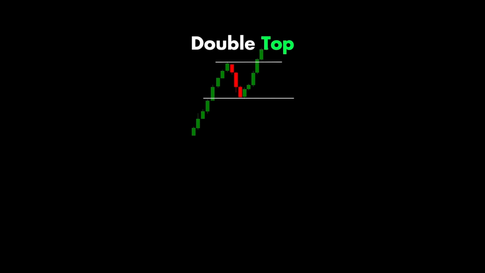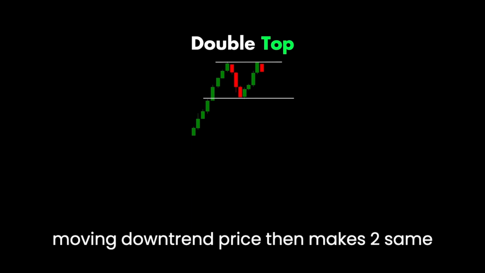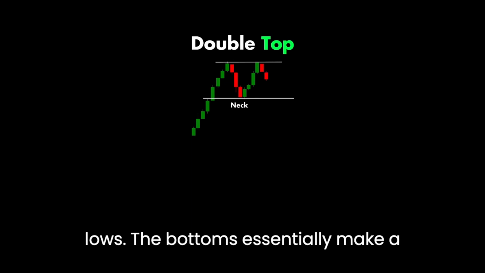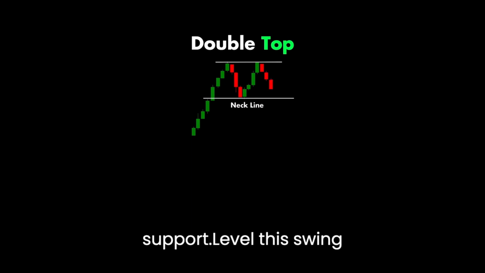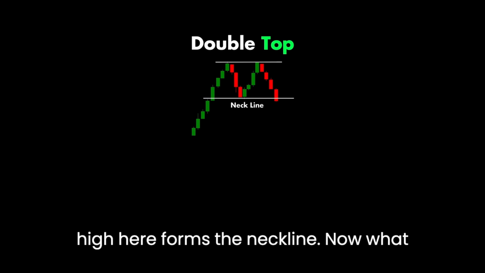You first have your moving downtrend, price then makes two same lows. The bottoms essentially make a support level. This swing high here forms the neckline.